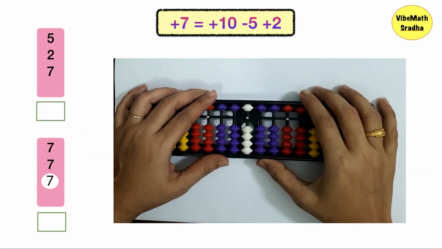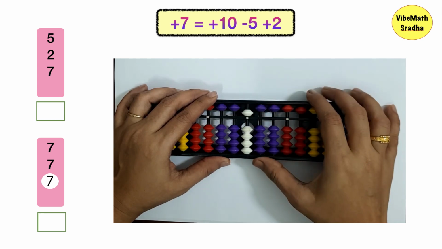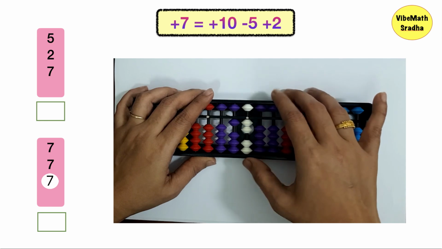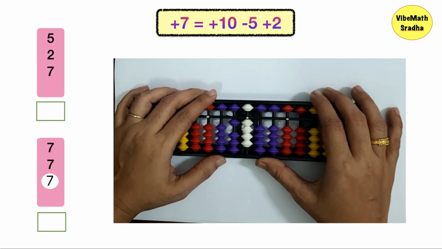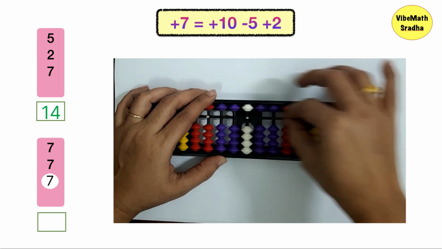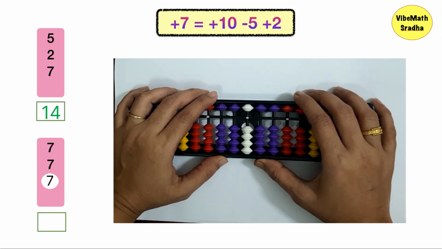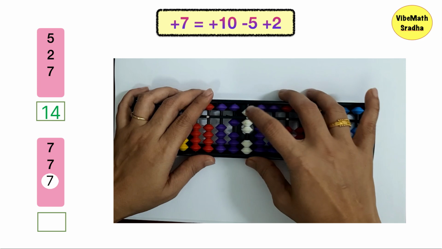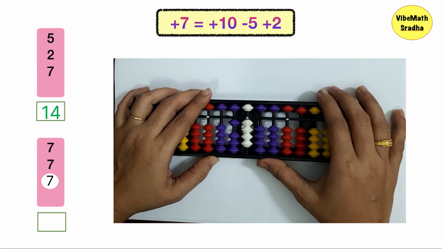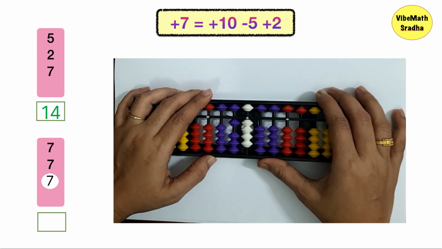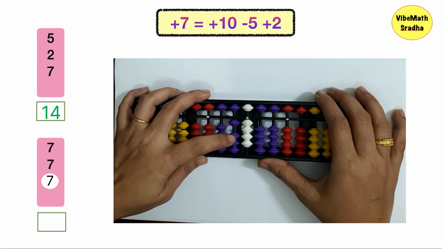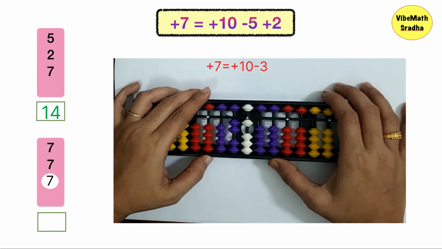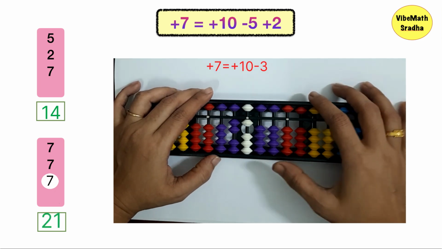Next example, 5 plus 2 plus 7. 5 plus 2 plus 7 is plus 10 minus 5 plus 2. So the answer here is 14. Next example, 7 plus 7 plus 7. 7 plus 7 is plus 10 minus 5 plus 2. Then we need to add 7 again. So plus 7 is plus 10 minus 3. Here I used big friend addition of 7. The answer here is 21.